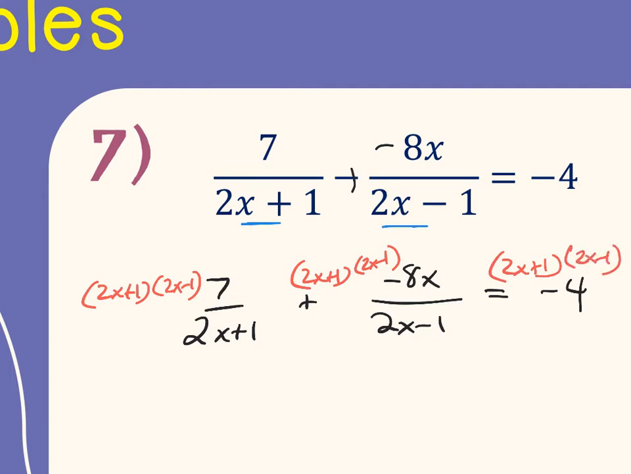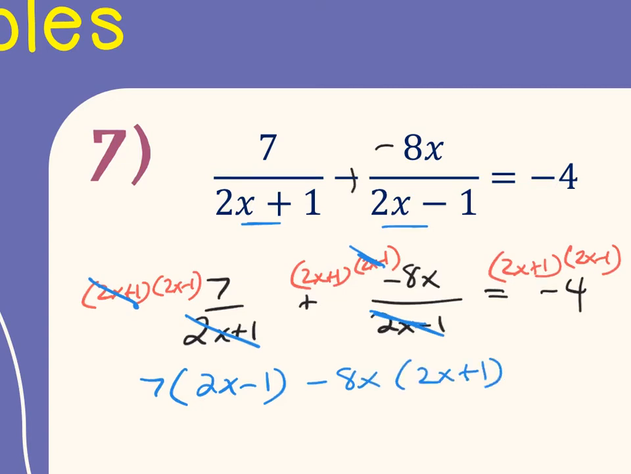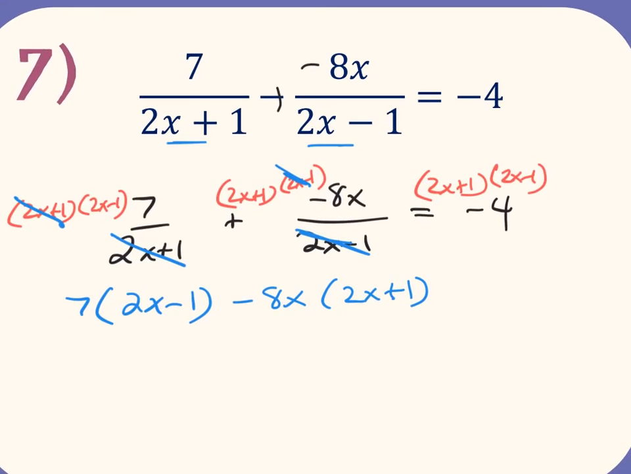And now I look for things to cancel. So the 2x plus 1 cancels. So now for the first fraction, I'm just going to distribute a 7 to the 2x minus 1. Then for the second fraction, the 2x minus 1 cancels. So now I'm left with distributing a negative 8x to the 2x plus 1. This last one, nothing cancels. So now I have to multiply negative 4 times 2x plus 1 times 2x minus 1.